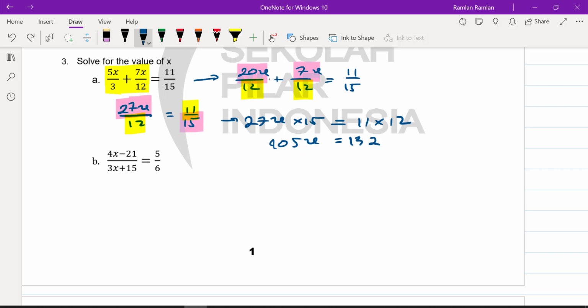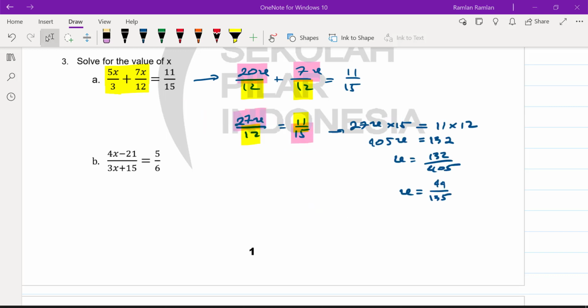Remember, 405x means that this 405 is being multiplied by x. So in order to get rid of this, you need to do the opposite operation of multiplication, which is division, right? So that'll be x equals 132 over 405. And if we can simplify this, just put all of the numbers into the calculator, and you'll get the simplest form of the fraction, which is 44 over 135, and you don't have to change this into a decimal. Okay, let's go to question B.